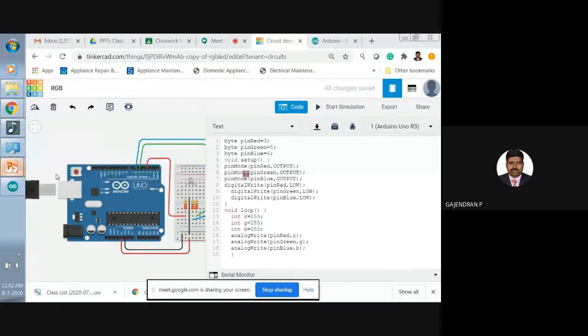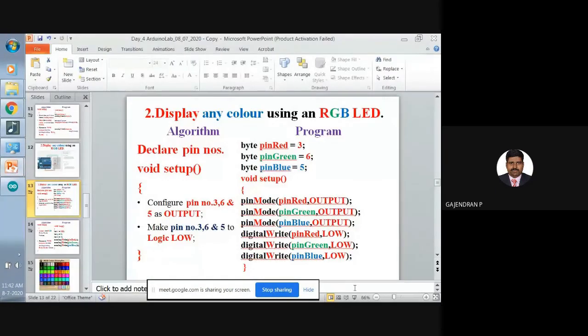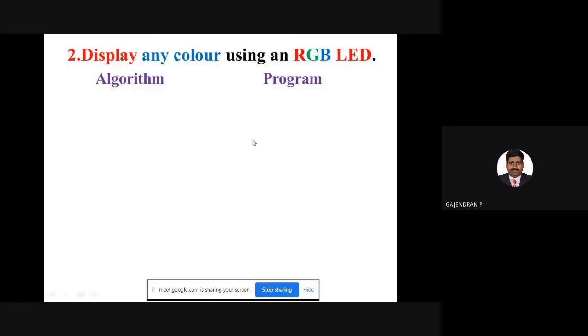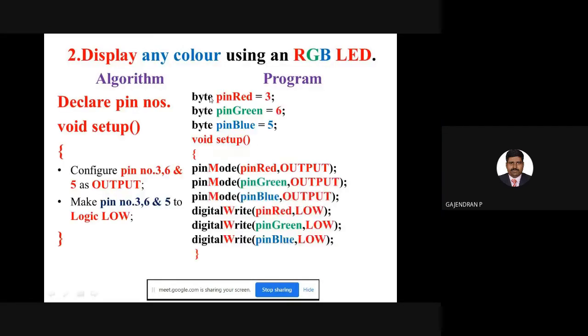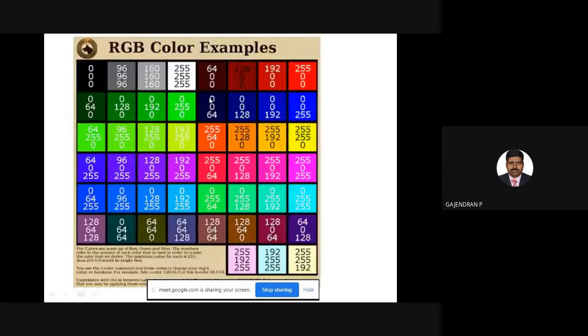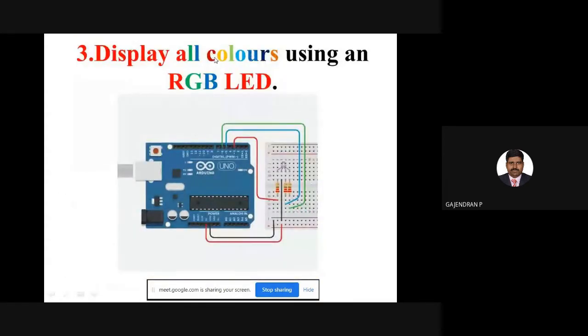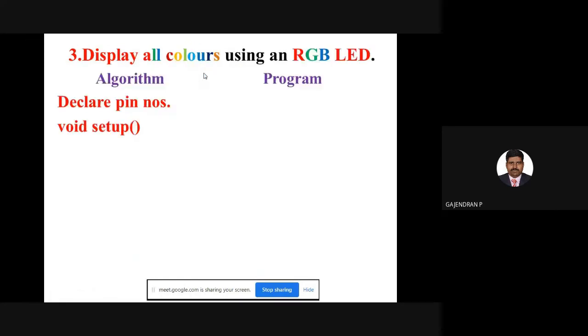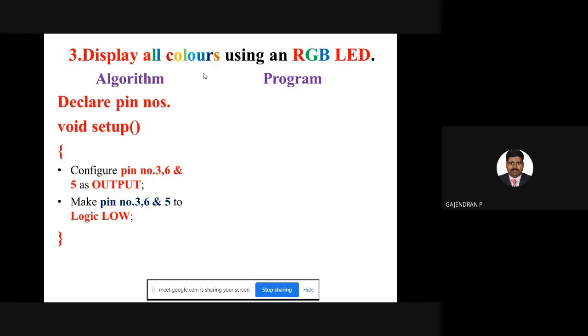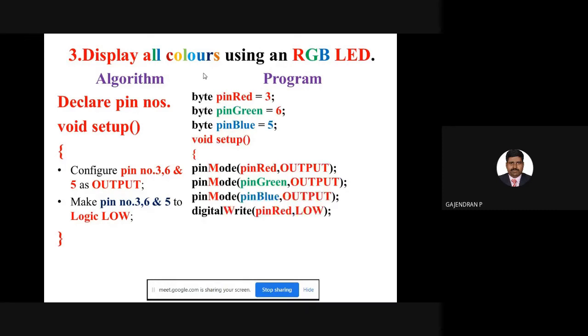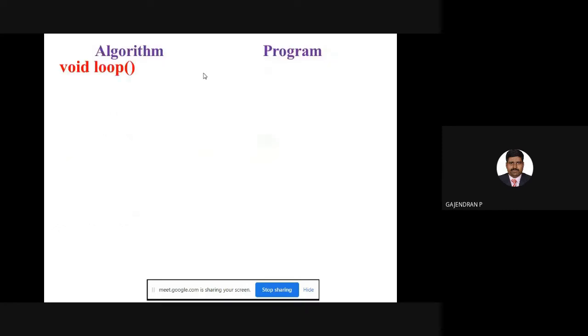Now we will come back to the last exercise. It's very simple. Here we are going to make all colors, which means in a random fashion we are going to make them. Sir already explained this one. The same hardware configuration, void setup. There is no change. In the loop function alone, we are going to make a small change.